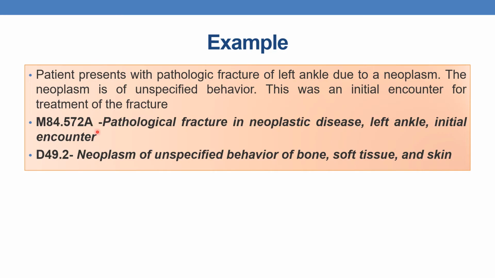7th character A indicates initial encounter, followed by D49.2, neoplasm of unspecified behavior of bone, soft tissue and skin. Here the neoplasm is of unspecified behavior.